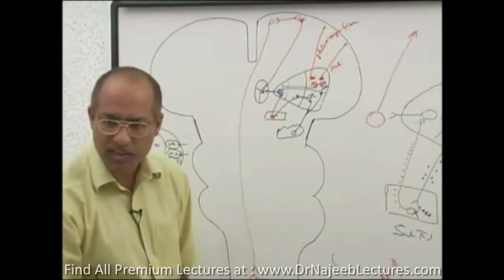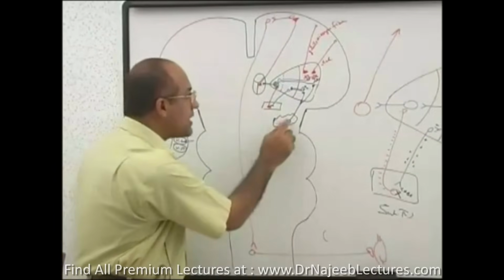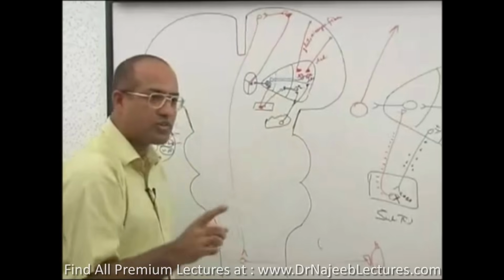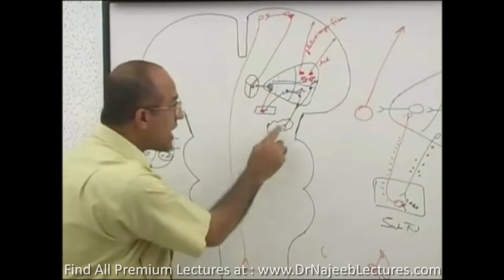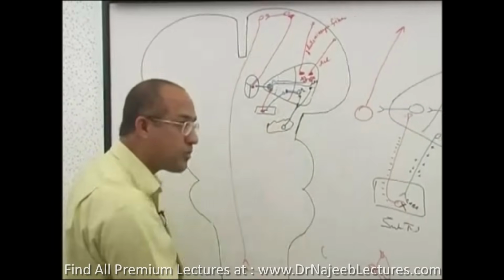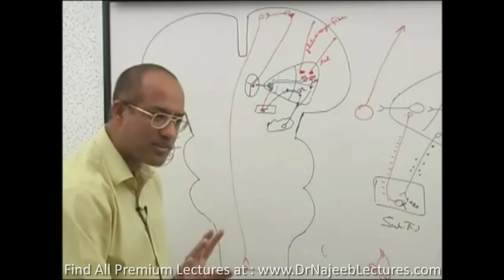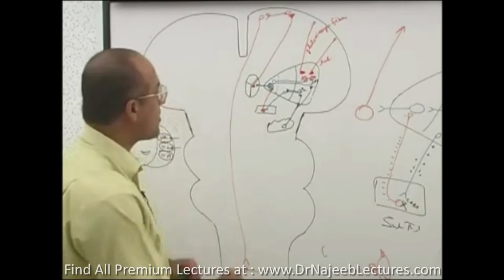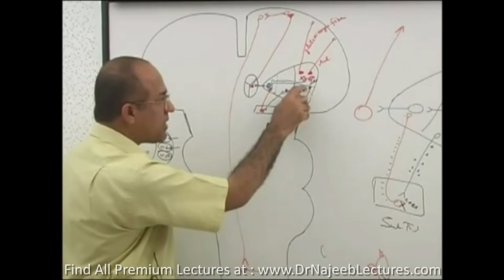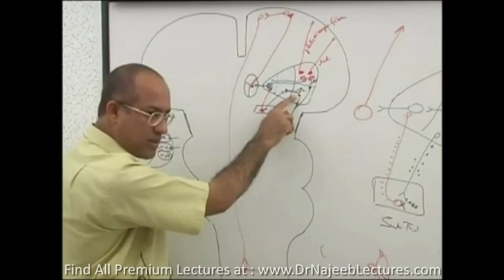What's the name of this pathway? Nigrostriatal pathway. This pathway releases which neurotransmitter? Dopamine. So the nigrostriatal pathway is a dopaminergic pathway. Is this clear? Now, it releases dopamine on the direct pathway as well as on the indirect pathway.